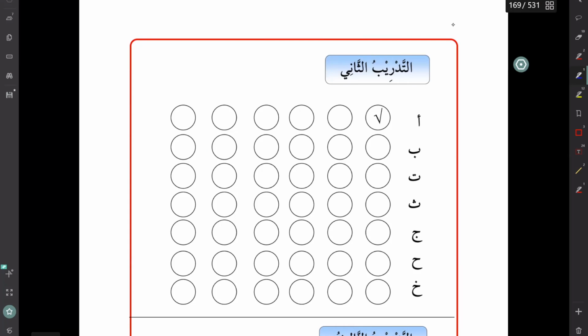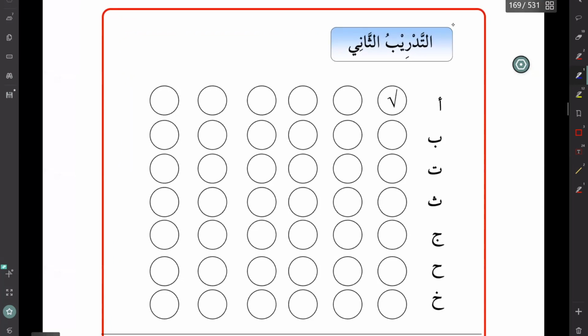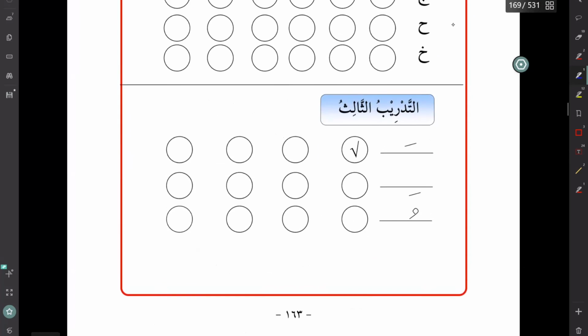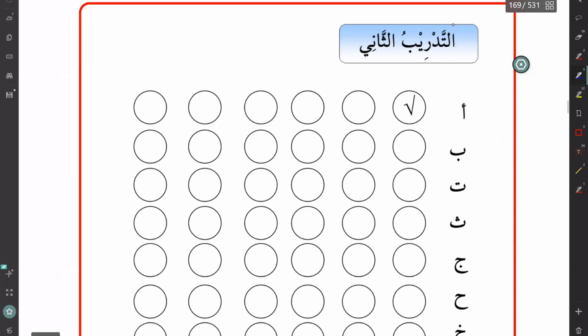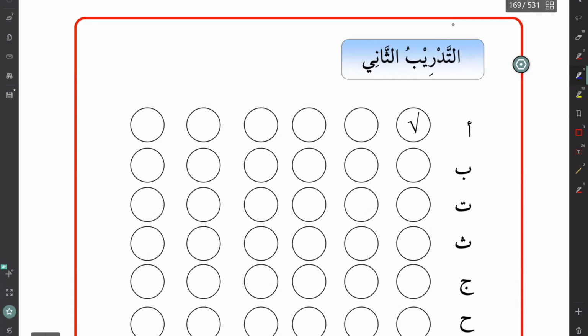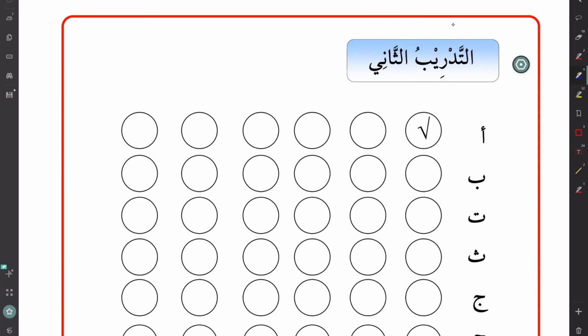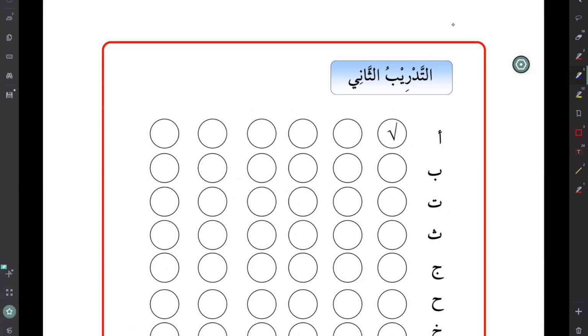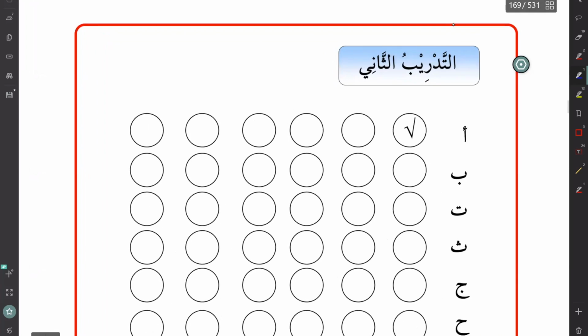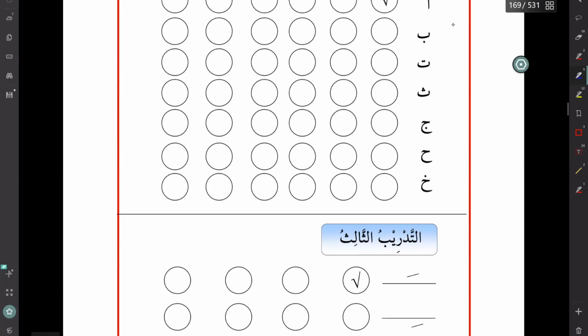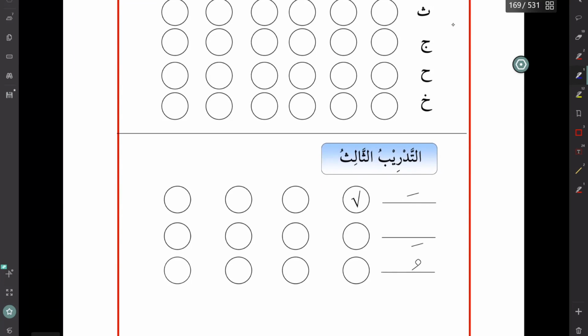For التدريب الثاني, I think these exercises were for listening. Unfortunately, I don't have the resources for the listening part of this book, so it's probably something that you needed to hear and then find the right answer. So we don't have the audio, so we need to skip them now.